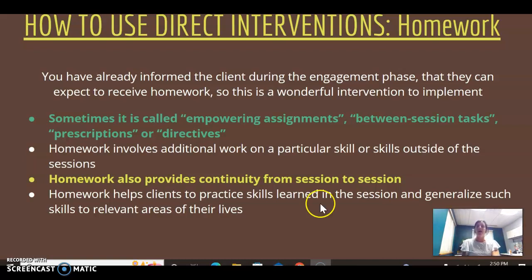To make homework be purposeful, it has to involve some sort of additional work on a particular skill or skills that are outside of the session. So you typically are only seeing your client for 55 minutes once a week, and so homework gives the opportunity for the clients to take the skills that are learned during the hour and then translate them into their everyday life and practice whatever you've discussed during your time in order to learn a new skill or change behavior or change a thought pattern.